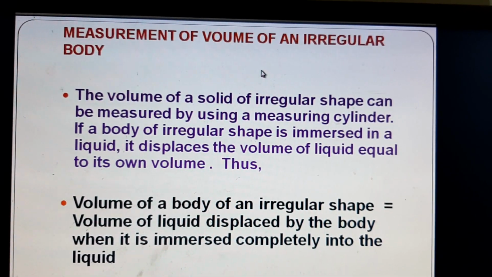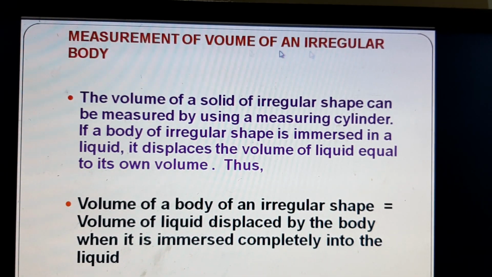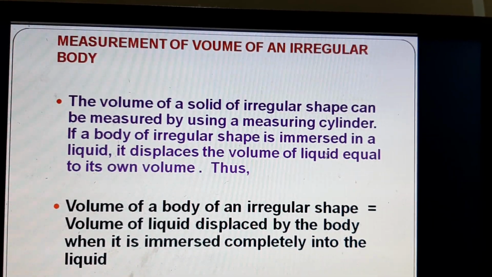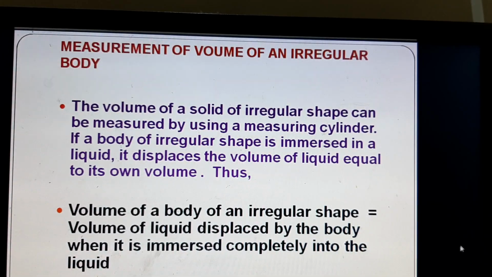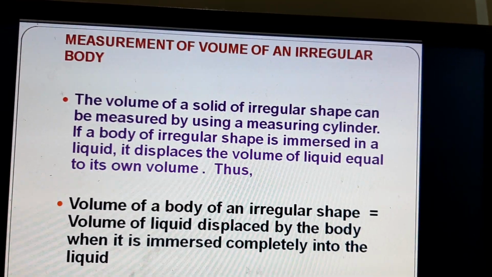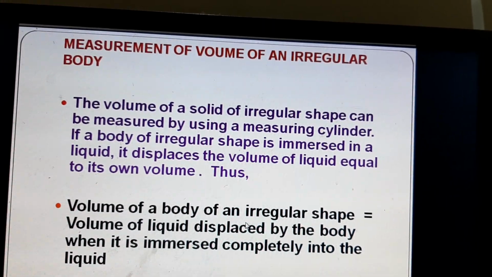Now if there is an irregular object, irregular means haphazard, there is no fixed shape. You can't give it a name, whether it is a cylinder or a cone, we cannot say anything. Such a shape is called an irregular shape. Now how can we find the volume of an irregular shape?